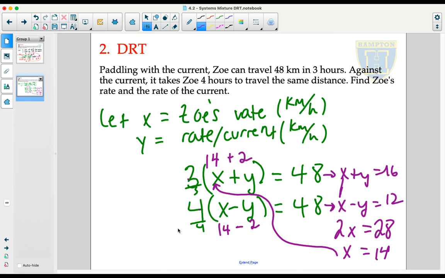So we can end with saying that Zoe's still water rate, traveling as if there was no current, would be 14 kilometers an hour. The rate of the current, 2 kilometers an hour.